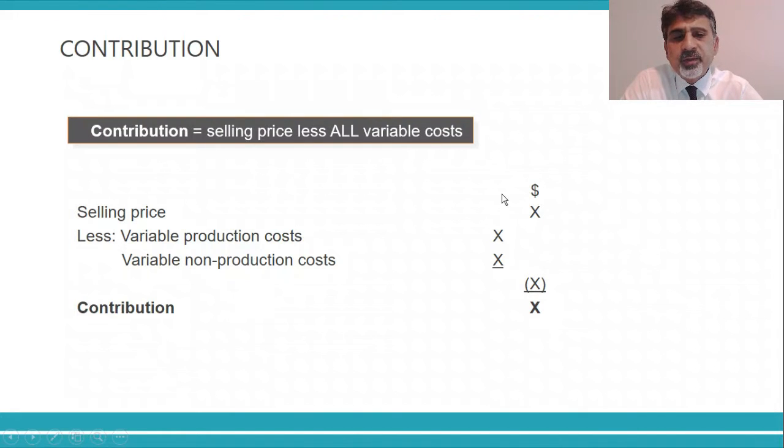From this contribution you still have to subtract your fixed cost and then you get profit. But what you need to remember: selling price minus all variable cost, whether production or non-production, both will be subtracted, you get contribution. This word contribution we will use only in marginal costing, and we are going to see it in the next slides because this is one word we will use a lot.